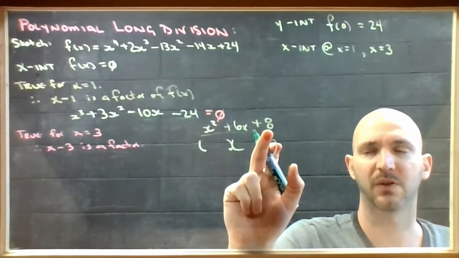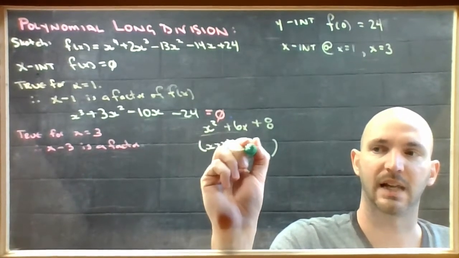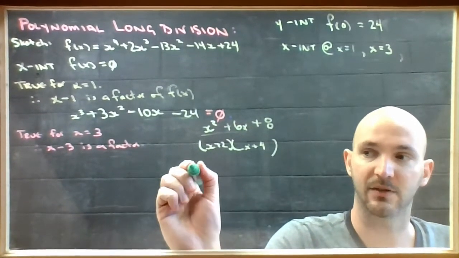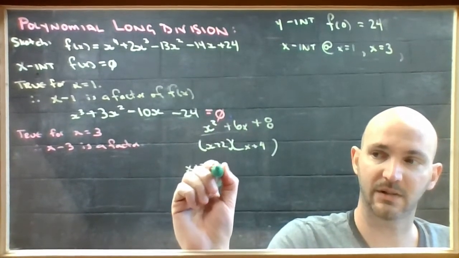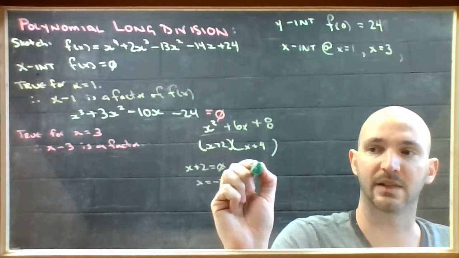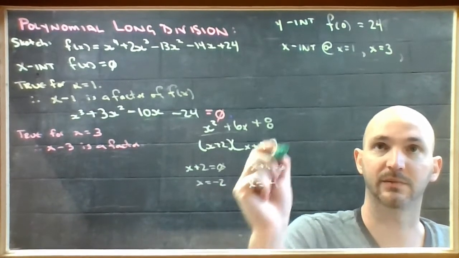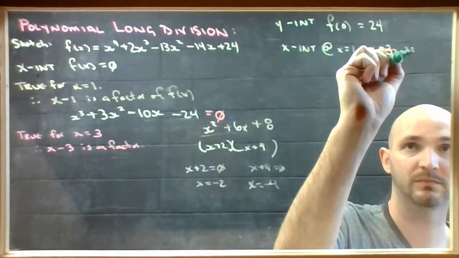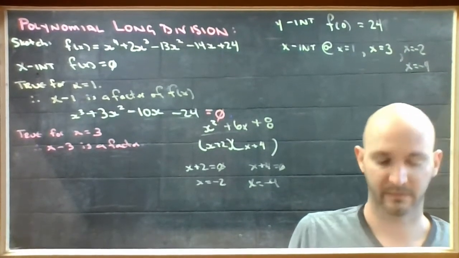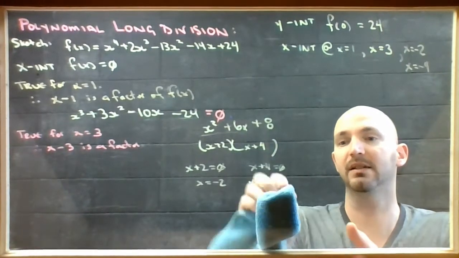two numbers that multiply to 8 and add to 6 would be x plus 2, x plus 4. Therefore, there's an x-intercept when this equals 0, so x is negative 2, or when this equals 0, so x equals negative 4. All right, so I'm going to erase this and get myself a grid.